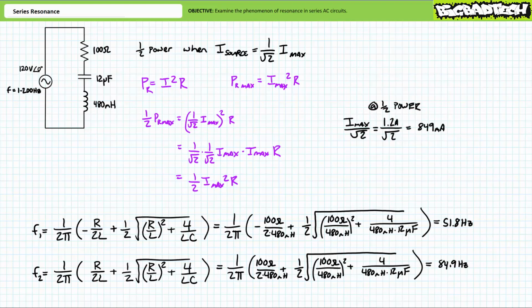Let's check our work. If everything I've been saying is true, at either one of these half-power frequencies, source current should be our peak current times 1 over square root 2, or 0.707 times peak. Recall we observed a peak current of 1.2 amps. We should therefore expect a current draw of roughly 849 milliamperes at either one of these half-power frequencies.